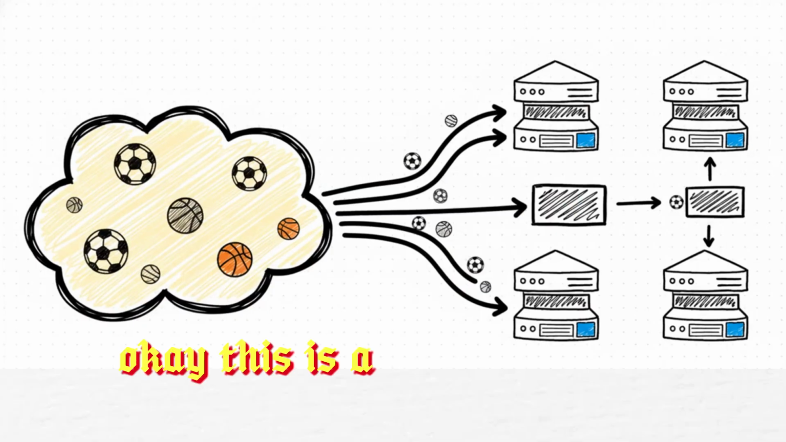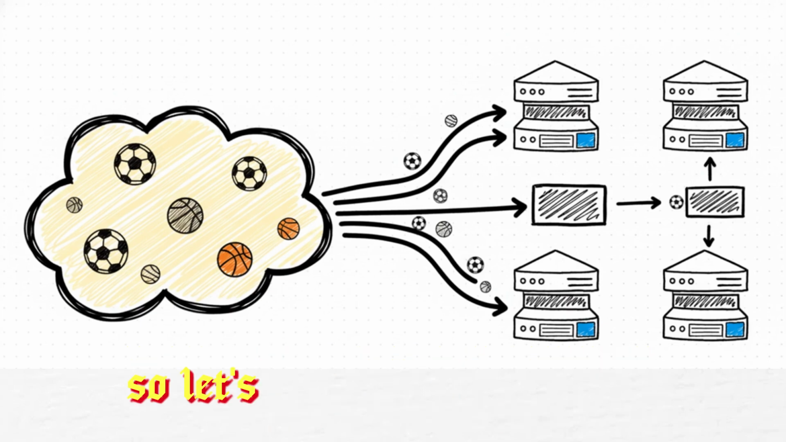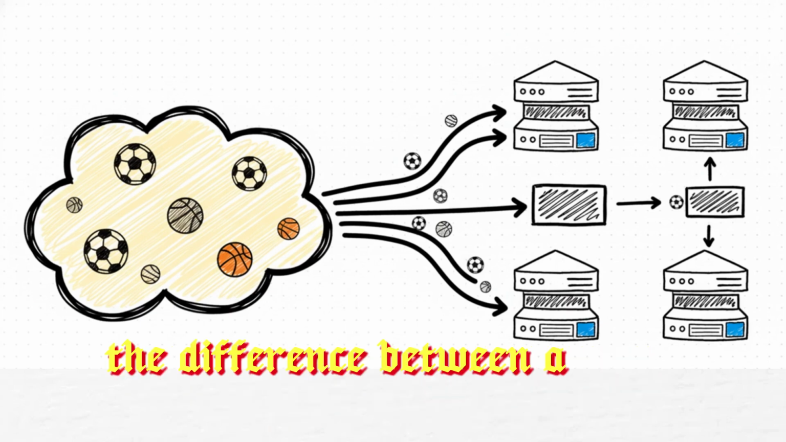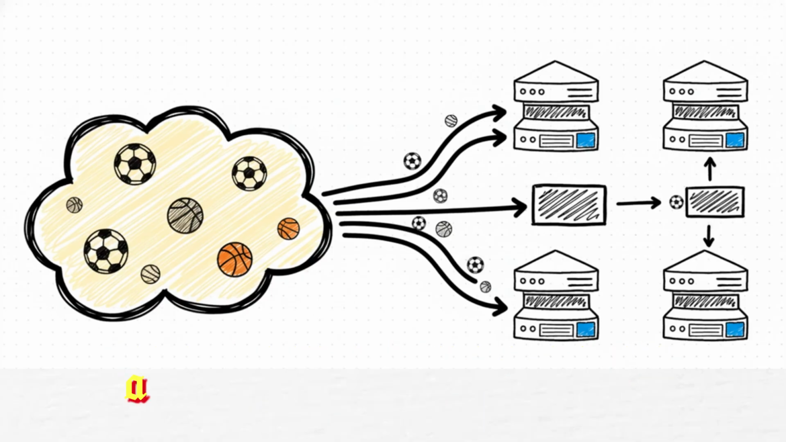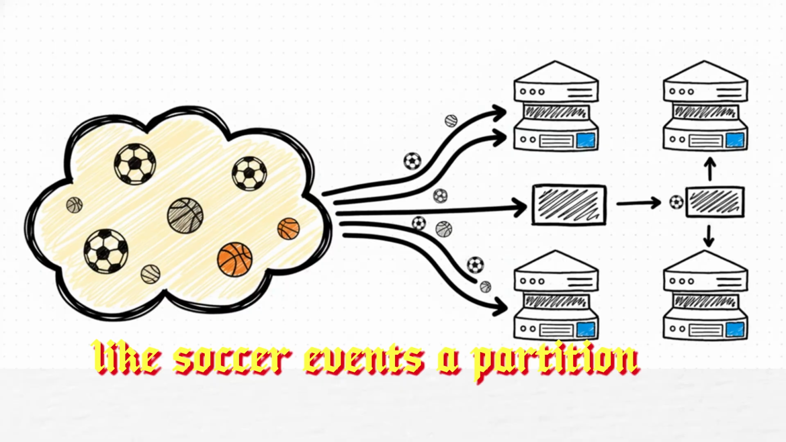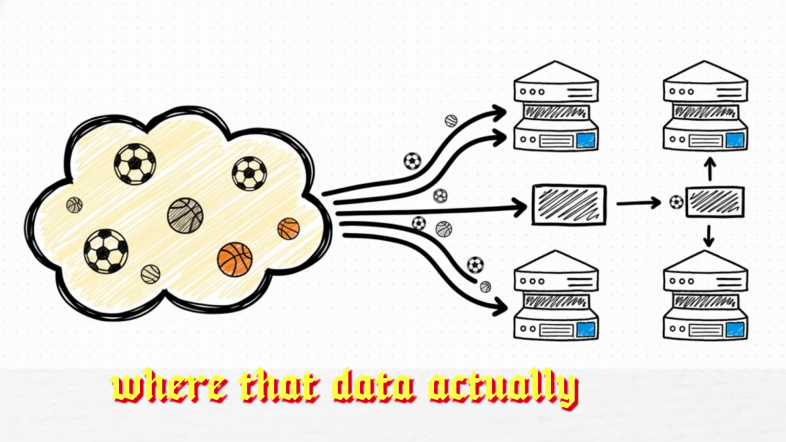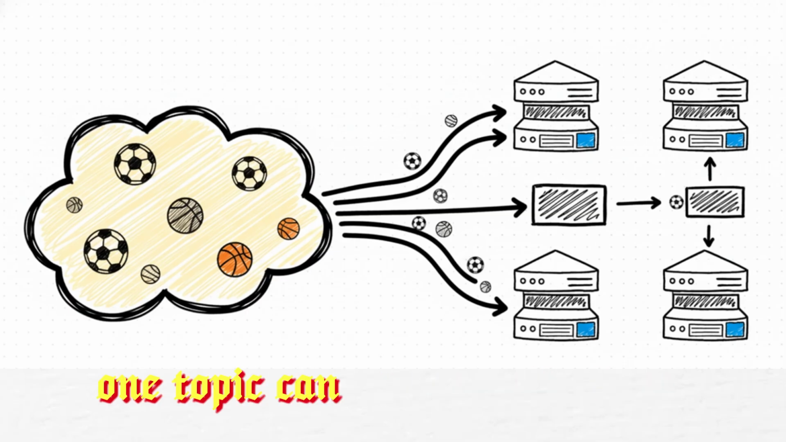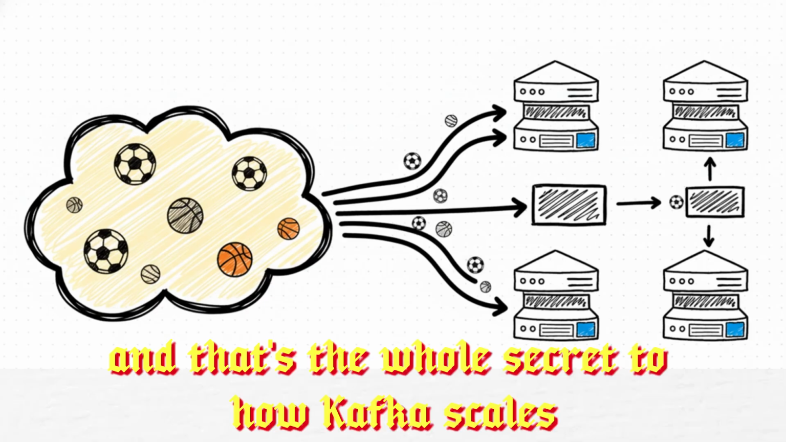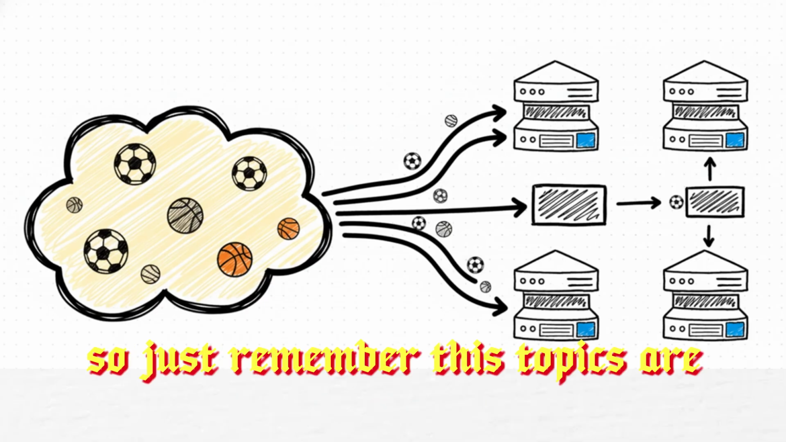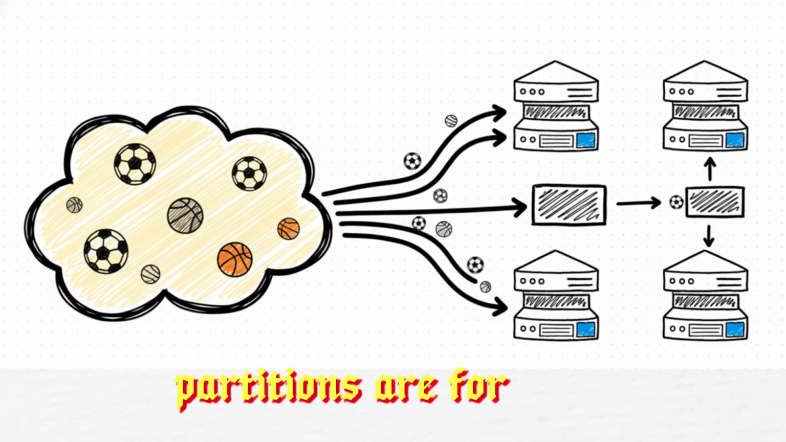Okay, this is a super common point of confusion, so let's clear it up right now. The difference between a topic and a partition. A topic is just a logical name, a category you decide on in your code, like soccer events. A partition is the real deal. It's the physical file on a broker's hard drive where that data actually lives. One topic can be split into many, many partitions, and that's the whole secret to how Kafka scales. So just remember this, topics are for organization, partitions are for scale.